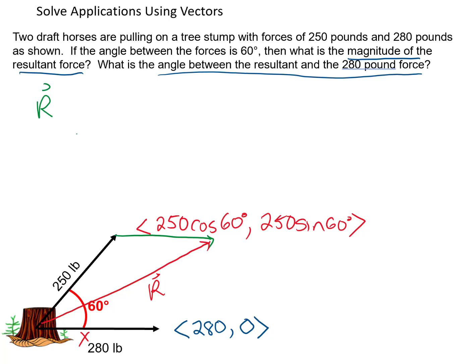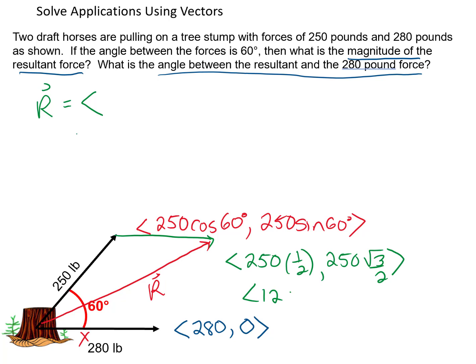So our resultant vector is going to be, we add them component-wise, so we got 250 cosine 60. Let's actually go ahead and simplify that. So we know what the cosine of 60 degrees is. That is 1/2, and then we also know what the sine of 60 degrees is. That's square root 3 over 2. So we could express this as 125 for the x component and 125 square roots of 3 for the y component.